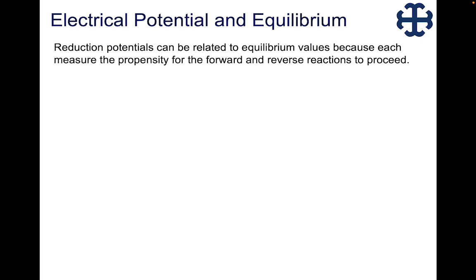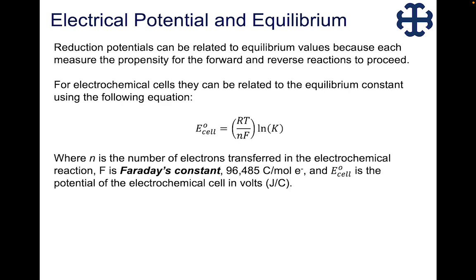So we've talked about chemical potential now, and of course the whole first half of the semester we talked about equilibrium. And interestingly enough, those two quantities can actually be tied to each other. Essentially, they're both a measurement of how likely the forward and reverse reactions are to proceed. And so for an electrochemical cell, we can relate the chemical potential, which is this E cell value, to the equilibrium constant, K here, through basically using some constants.